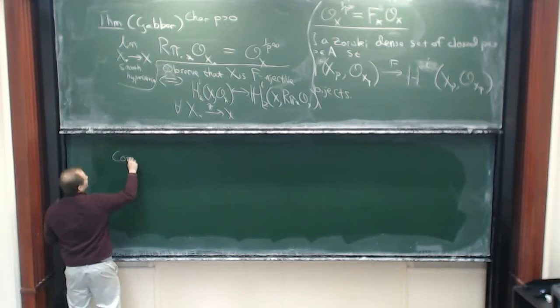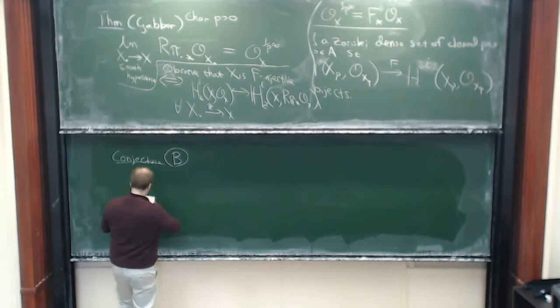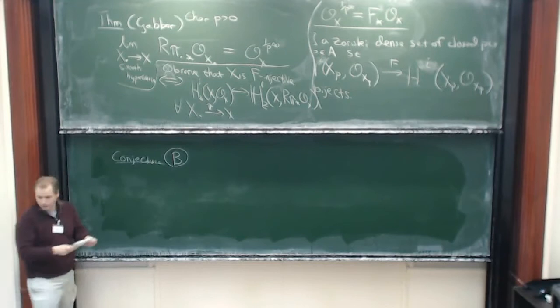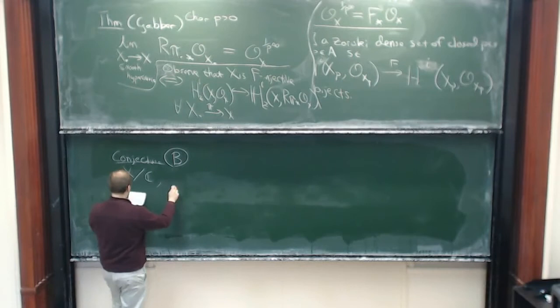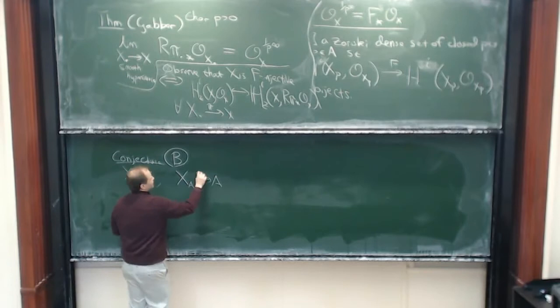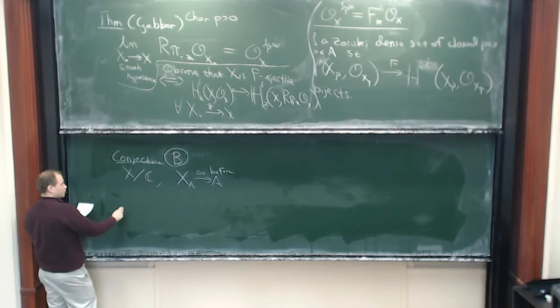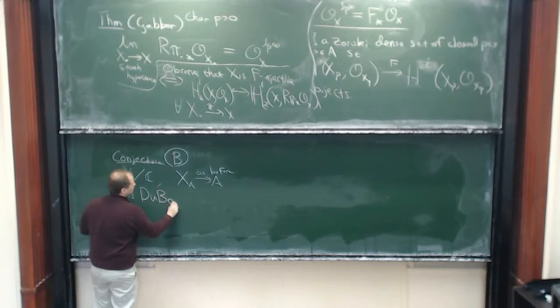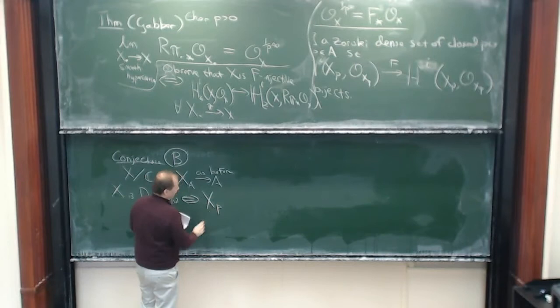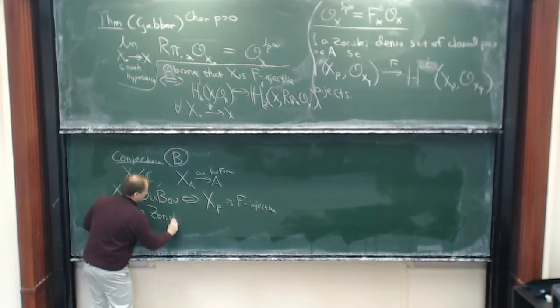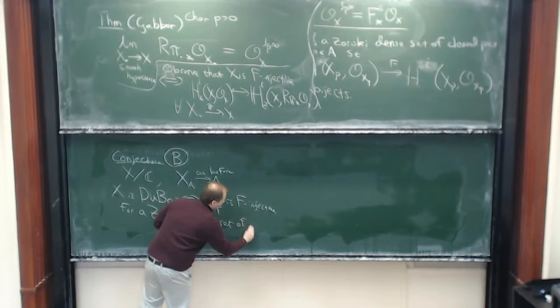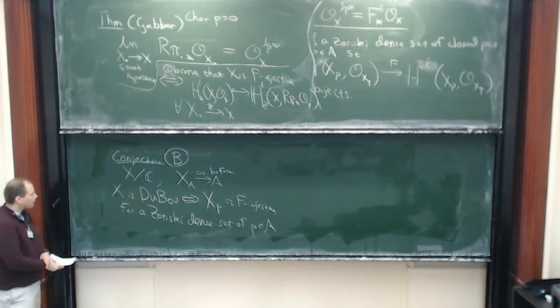So here's another conjecture. I'll call this one conjecture B. Say I have some variety over the complex numbers, X_A over A as before, some family, reduction mod p. And then the statement is that X is Dubois if and only if X mod p is F-injective for a Zariski dense set of p inside A, closed points. Okay, so this is conjecture B.